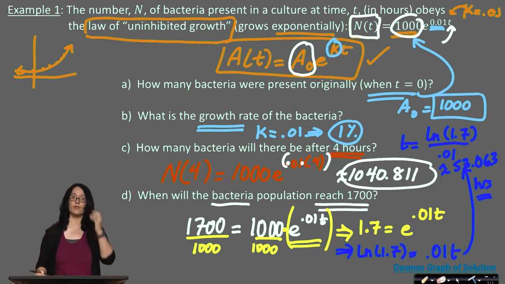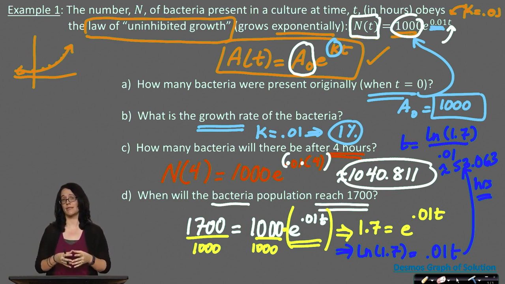So that's a little bit over 2 days. 48 hours is 2 days. So a little bit over 2 days, your initial population of 1,000 bacteria has now grown to 1,700. So exponential growth, it happens pretty quickly. It's happening very, very quickly.